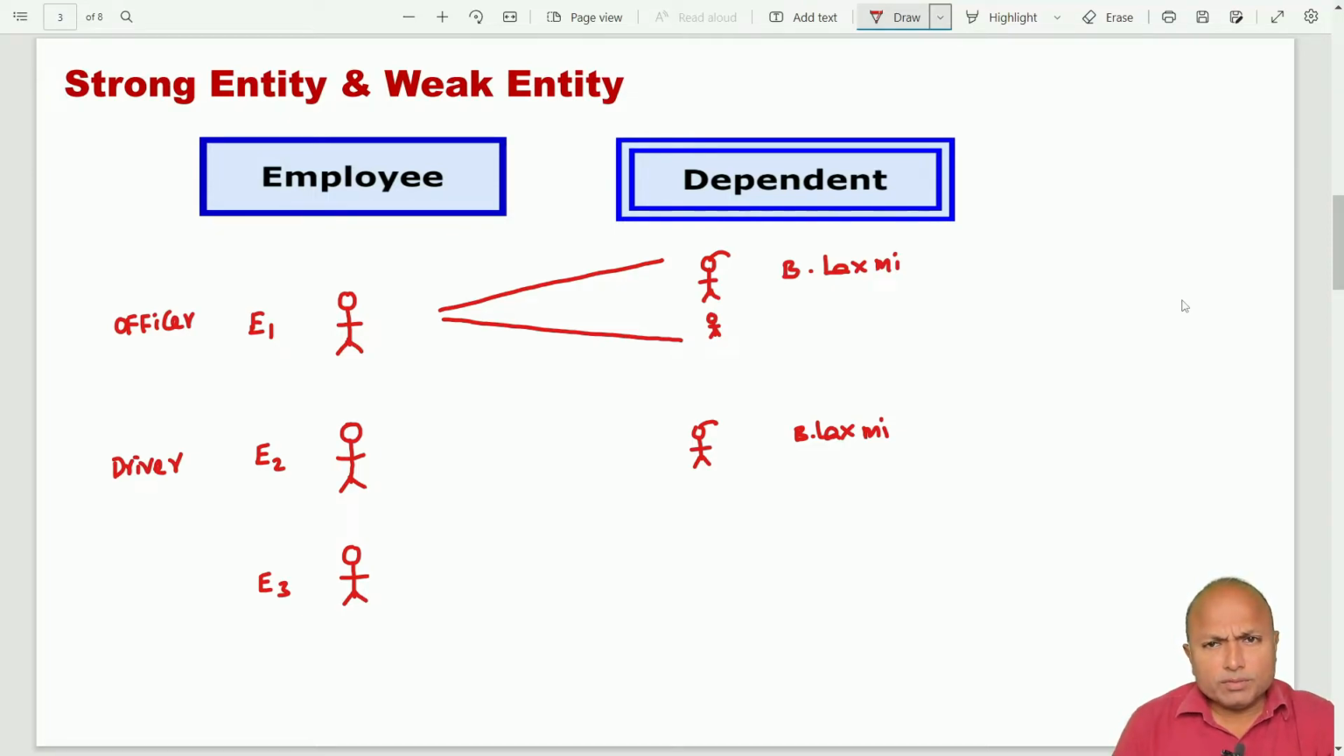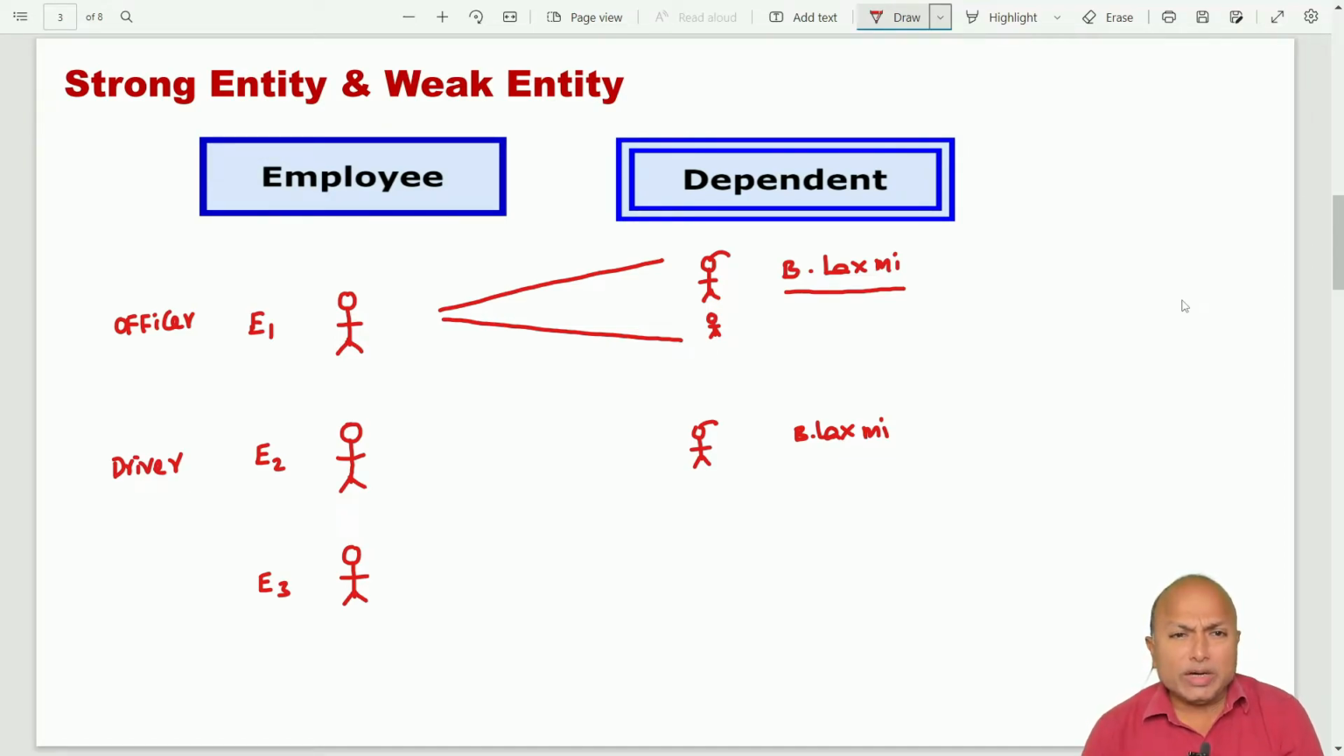The dependent name of employee 1 is B Lakshmi, and of employee 2 also B Lakshmi. Then with the name alone, it is not possible to recognize who she is. Then how is B Lakshmi recognized? The dependent is recognized if you add the employee, that means wife of employee 1. That means whatever entities exist in the dependent table are not uniquely identified on their own. Add the employee details, then only they can be identified. I think this example will allow you to understand.